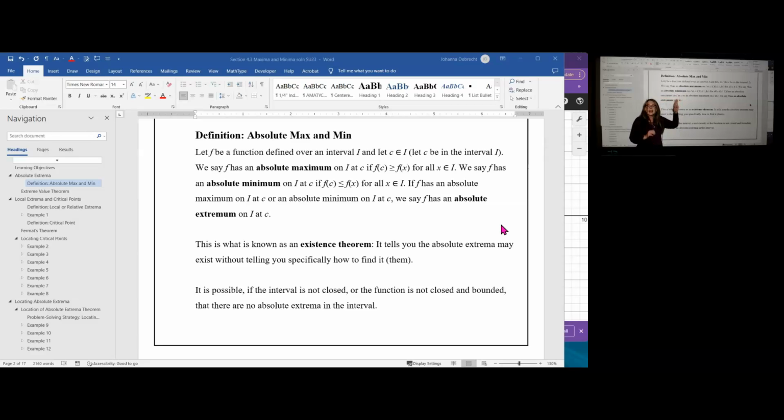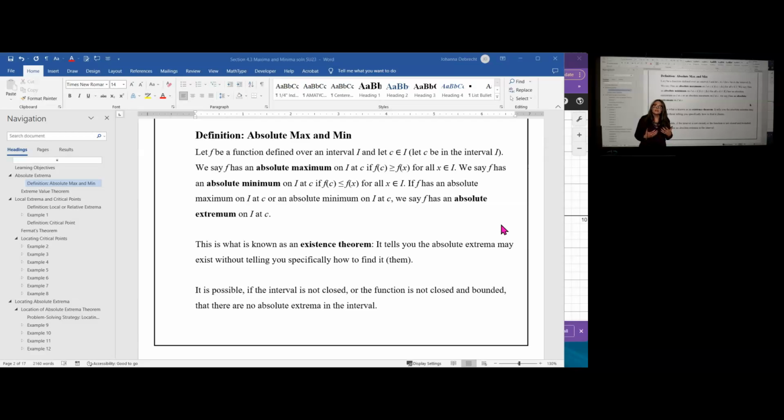We say f has an absolute minimum on I, a low spot, if f of c is less than or equal to f of x for all other x in I. We say that it has an absolute extremum on I at c if it has either an absolute maximum or an absolute minimum. Extremum is a more general term, and it could be either one.